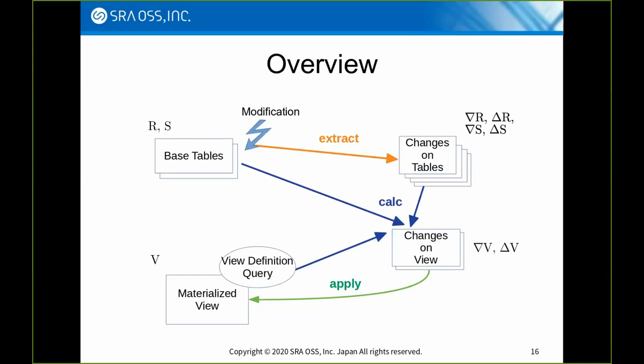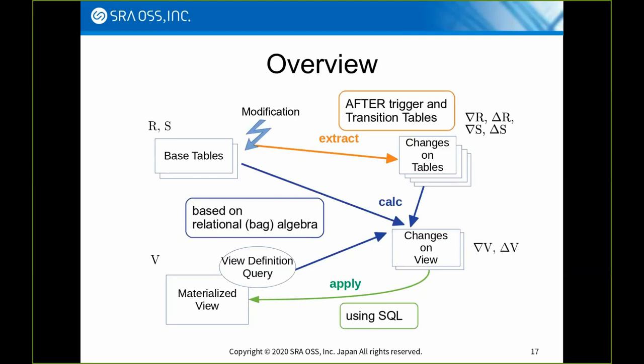This is an overview of the IVM implementation. There are three processes. First, when a base table is modified, its change is extracted. Second, changes on the view are calculated from changes on base tables and the view definition query. Finally, the changes on the view are applied to the view and the view is updated.